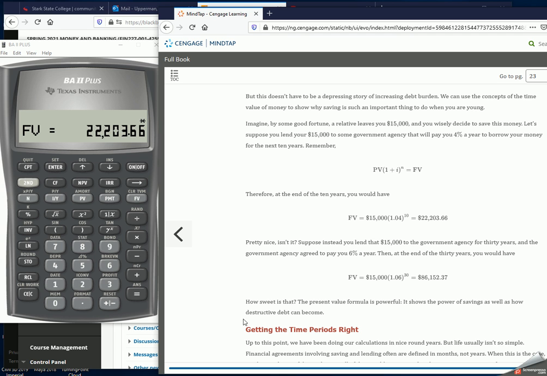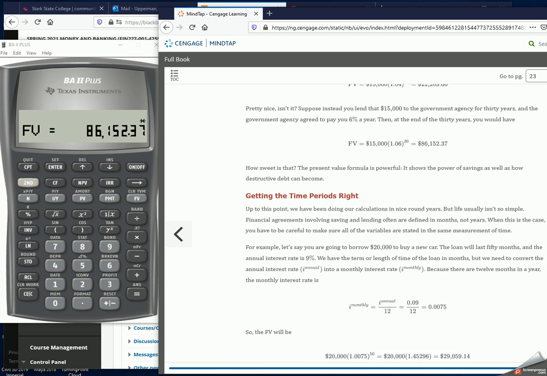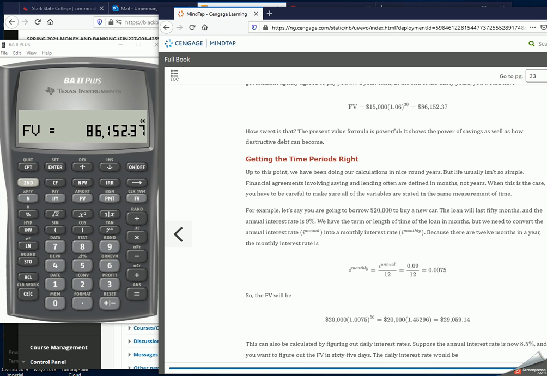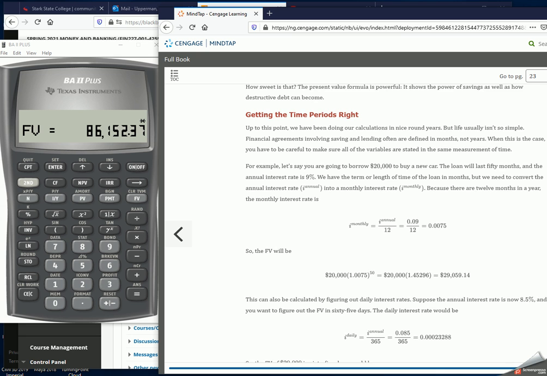you can use that. Then this next one says, well, what if we go for 30 years? So now I'm going to make my N 30. And now what if my interest rate is 6%? My present value is still the same 15,000 I started with. I'm still not adding anything, and I compute that future value. Then you can see you go up to that. So that's kind of the key to it, so you're going to have to read any of these examples.